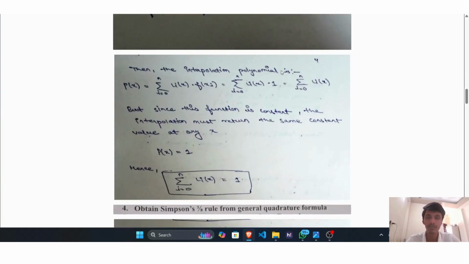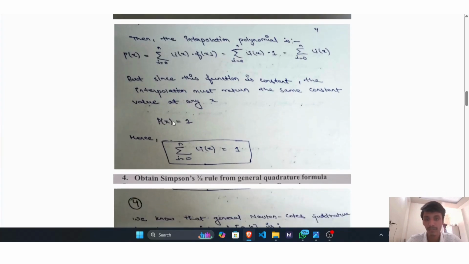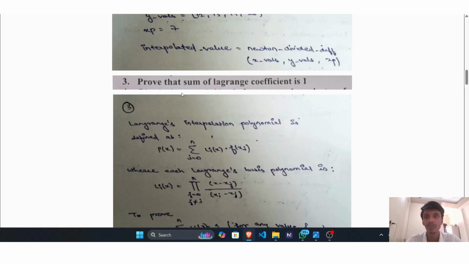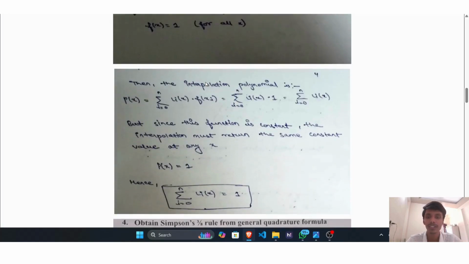Then the interpolation polynomial is, if we replace f(xi) with 1, the summation from i equals 0 to n of L_i(x) equals P(x). But since this function is constant, the interpolation must return the same constant value at any x. So this proves P(x) is also equal to 1. Hence, we prove that the sum of Lagrange coefficients is 1.